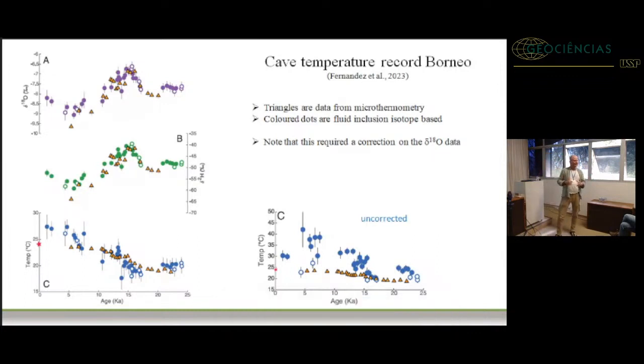These are the data, and the triangles that you see there are based on the super nice microthermometry technique. It just gives you an idea of how precise this is, right? These are time series. What's good for me is that there's also fluid inclusion isotope data in there, from Belgium, a similar system to what I have. And you see here that it matches amazingly, right?